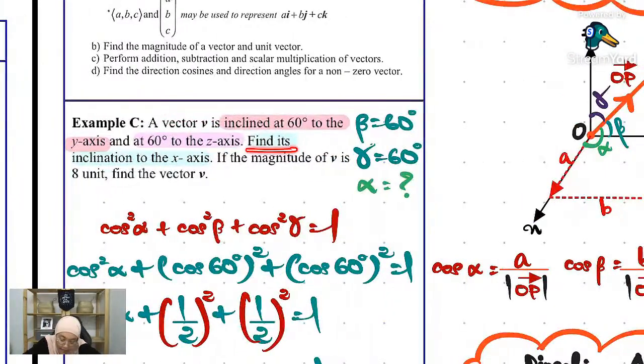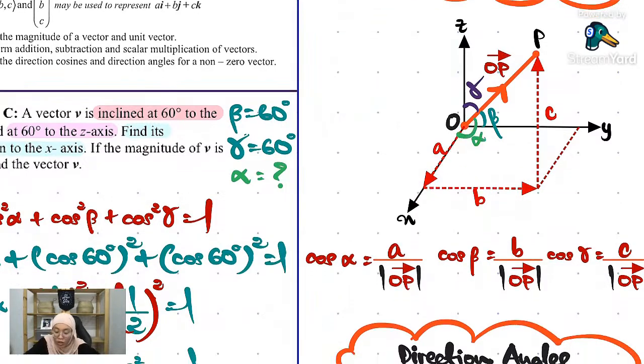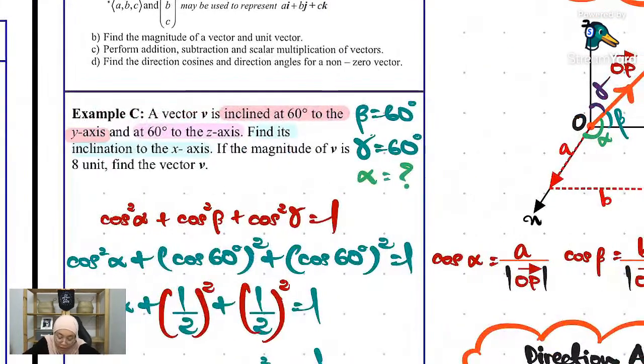And it says find its inclination to the x-axis. So we do not know alpha's degree. We do not know how many degrees it is, and we are going to find it. If the magnitude of V is 8 units, it gives one more piece of info: the magnitude of V is 8 units, find its vector V too. Wow, so many questions here.